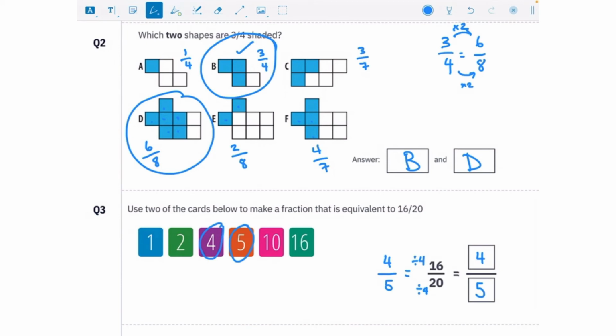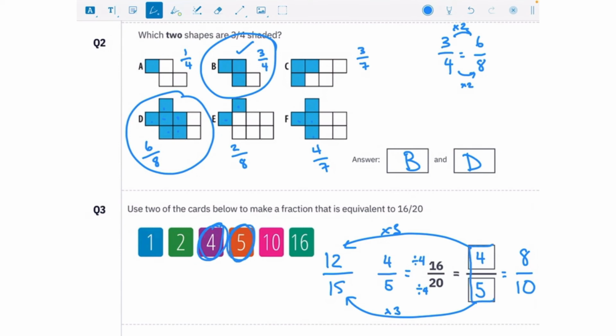We could also have done 8 over 10, because if we times that by 2 and times the bottom by 2, but we had 10 and we didn't have 8, so that would be no good. Another one would be 12 over 15, if we times this by 3 and times the denominator by 3, but we didn't have either of those. So there are different answers, but in this case we had to have both the numbers, so it makes sense to make it 4 over 5.